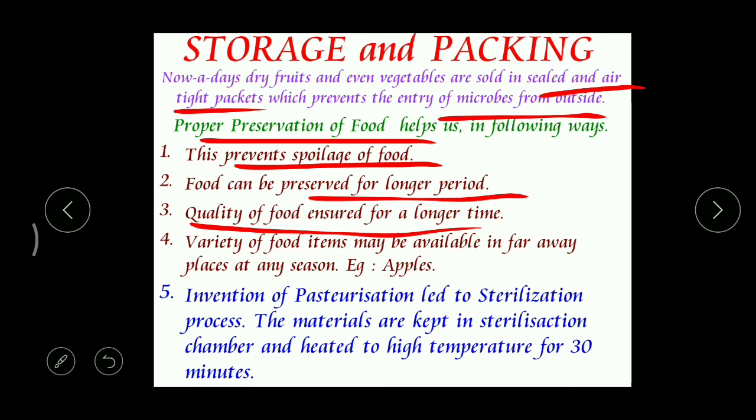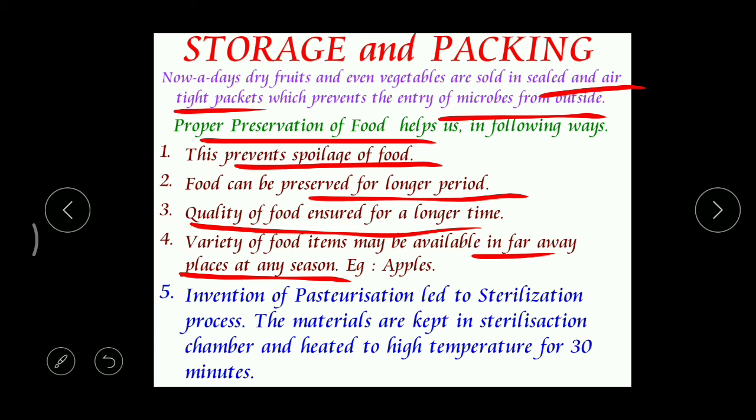And even a variety of food items may be available in faraway places at any season. For example, take apples. We're not growing apples in our place, but even then, throughout the year, we can find these apples in our market. Actually they are grown in faraway places like Jammu Kashmir. But even though they're growing in long distant places, how are we able to get them? Because of these proper preservation methods, right? Okay, so these are the advantages of storing the food in proper conditions.